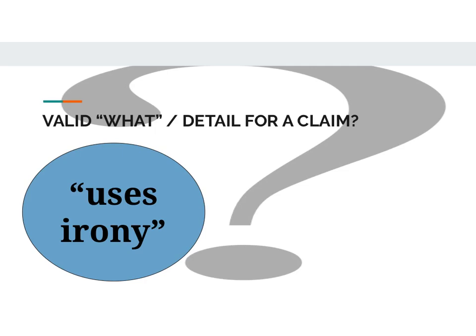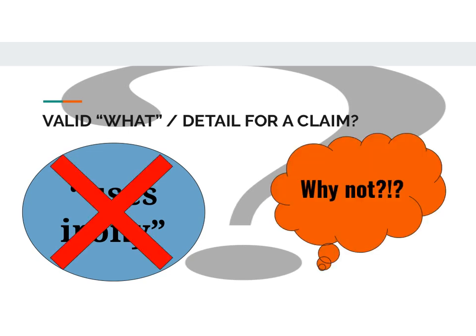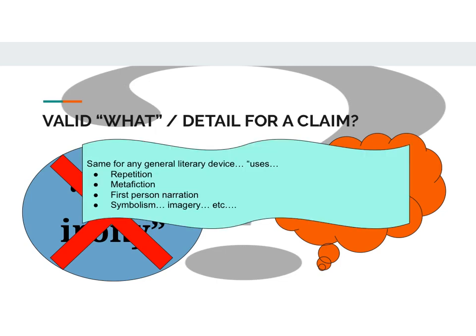So is this a valid what or detail for a claim? The author uses irony in order to do X or Y? The answer is no. It is not. Why is it not a valid detail or what? It's because it's not specific enough. It needs to be concrete and specific, not irony, but what's ironic?